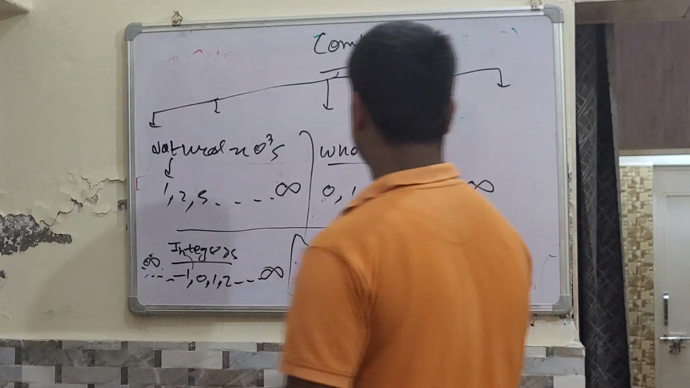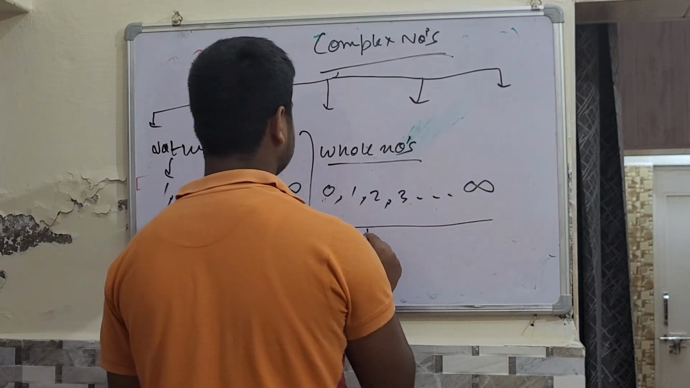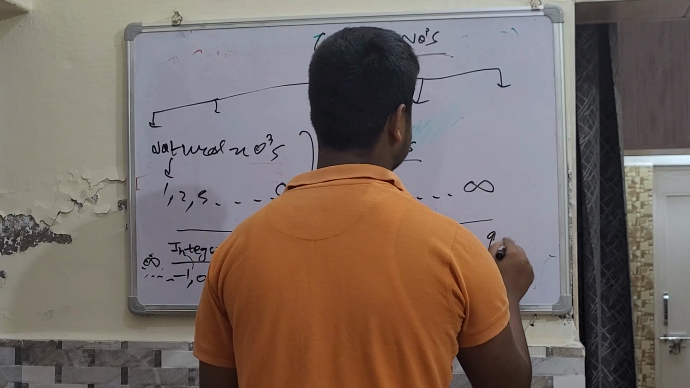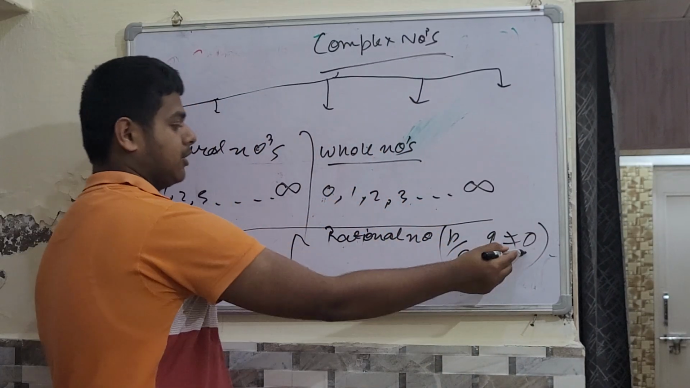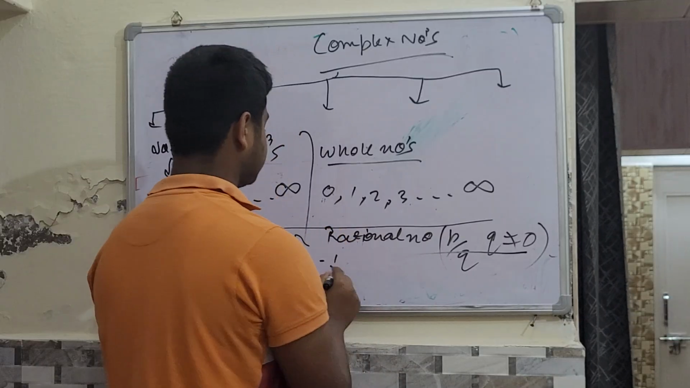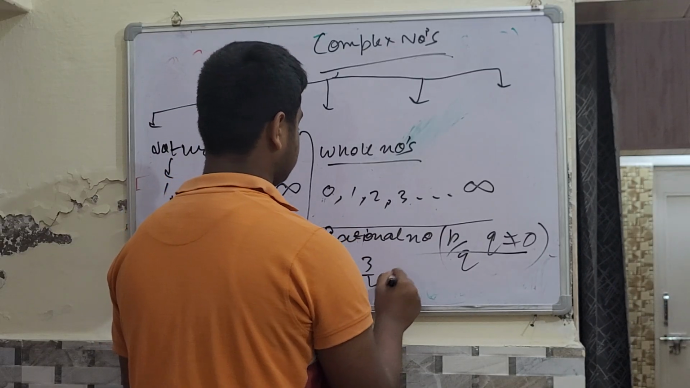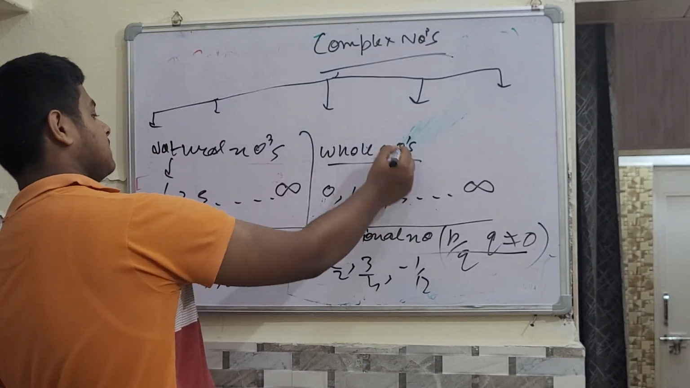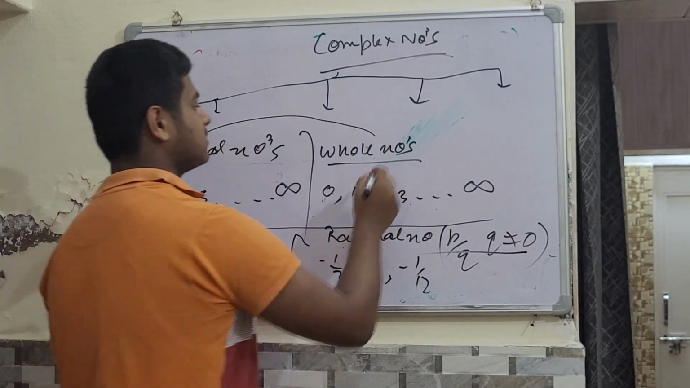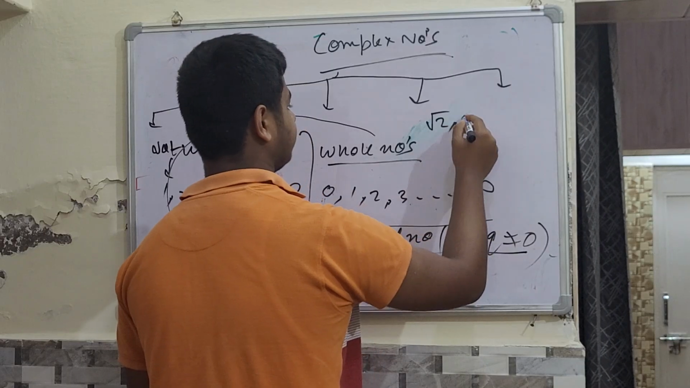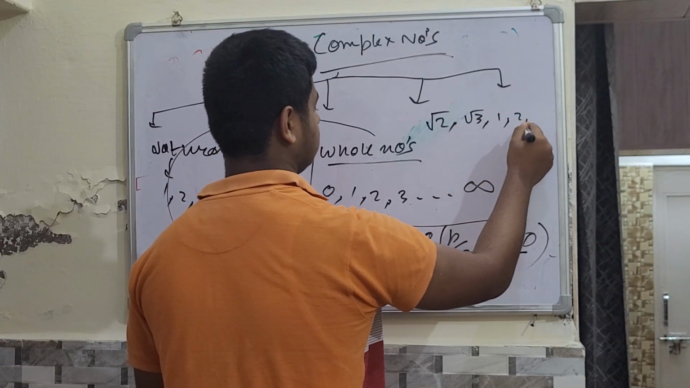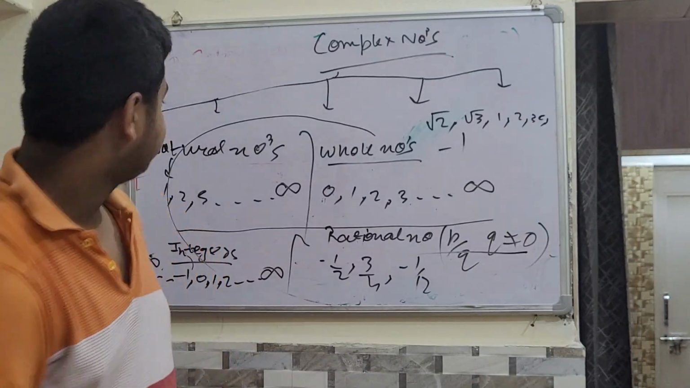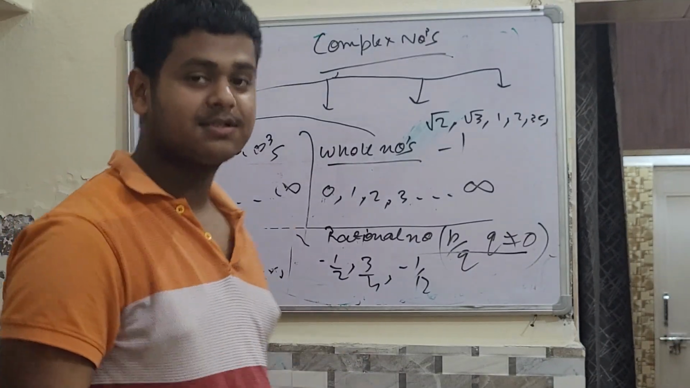And then we have rational numbers. When we have rational numbers, it's in the p by q form, and the condition is q is not equal to 0. I hope you know this. Examples are -1, 3 by 4, like that. Then we have real numbers. Roots also started coming: root 3, 1, 2, 3, 0, -1, like all that.